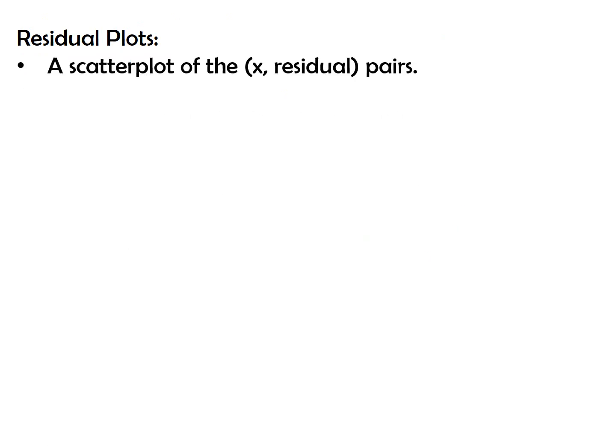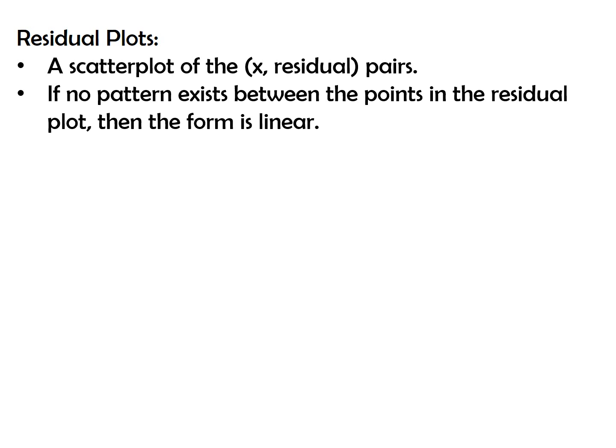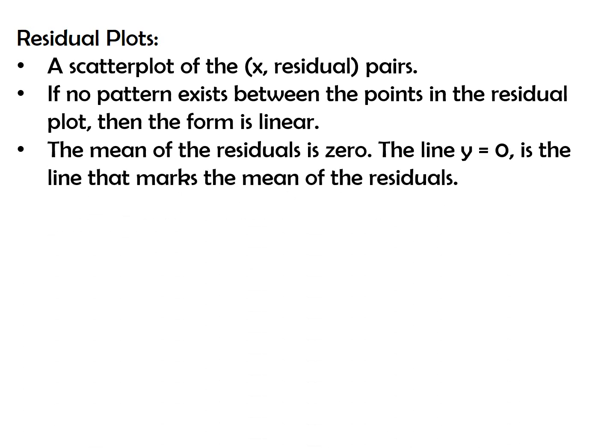So, characteristics of a residual plot. It's a scatter plot with x as our x-axis and the residual as our y-axis. If no pattern exists in a residual plot, we say that the form is approximately linear. The mean of the residuals is 0, so the line y equals 0 marks the mean of all of the residuals.